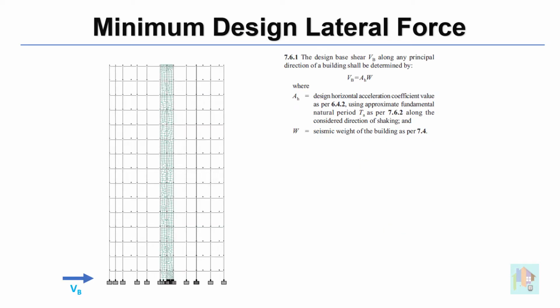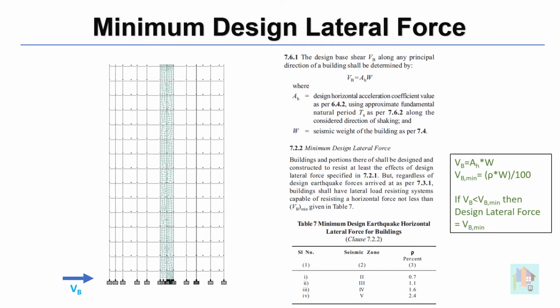For static seismic analysis, we need to calculate the design lateral force at the base level using total seismic weight of the structure and design horizontal acceleration coefficient. But there is a minimum limit of design lateral force. All lateral load resisting element must have a minimum strength to resist any horizontal force. Under clause 7.2.2, code suggests that the minimum design base shear should not be less than a certain percentage rho, which depends on the seismic zone.